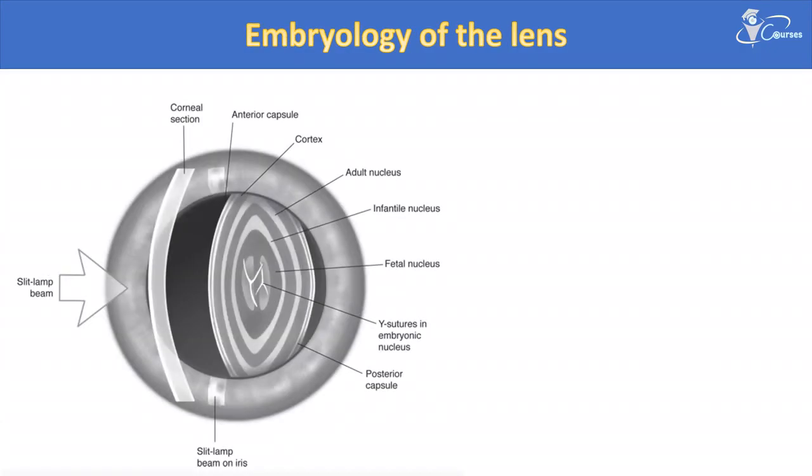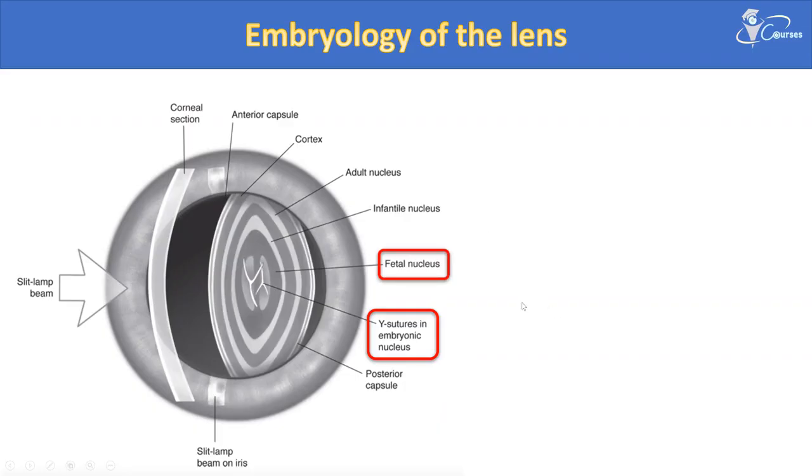The embryology of the lens: the lens consists of different kinds of nuclei, starting first from the embryonal nucleus. The embryonal nucleus is the most central part. It is evident by the presence of the Y sutures. These Y sutures can sometimes give rise to sutural cataract, which is why we are discussing that. These Y sutures are present in the embryonic nucleus, which is formed in the first 2 months of gestation.